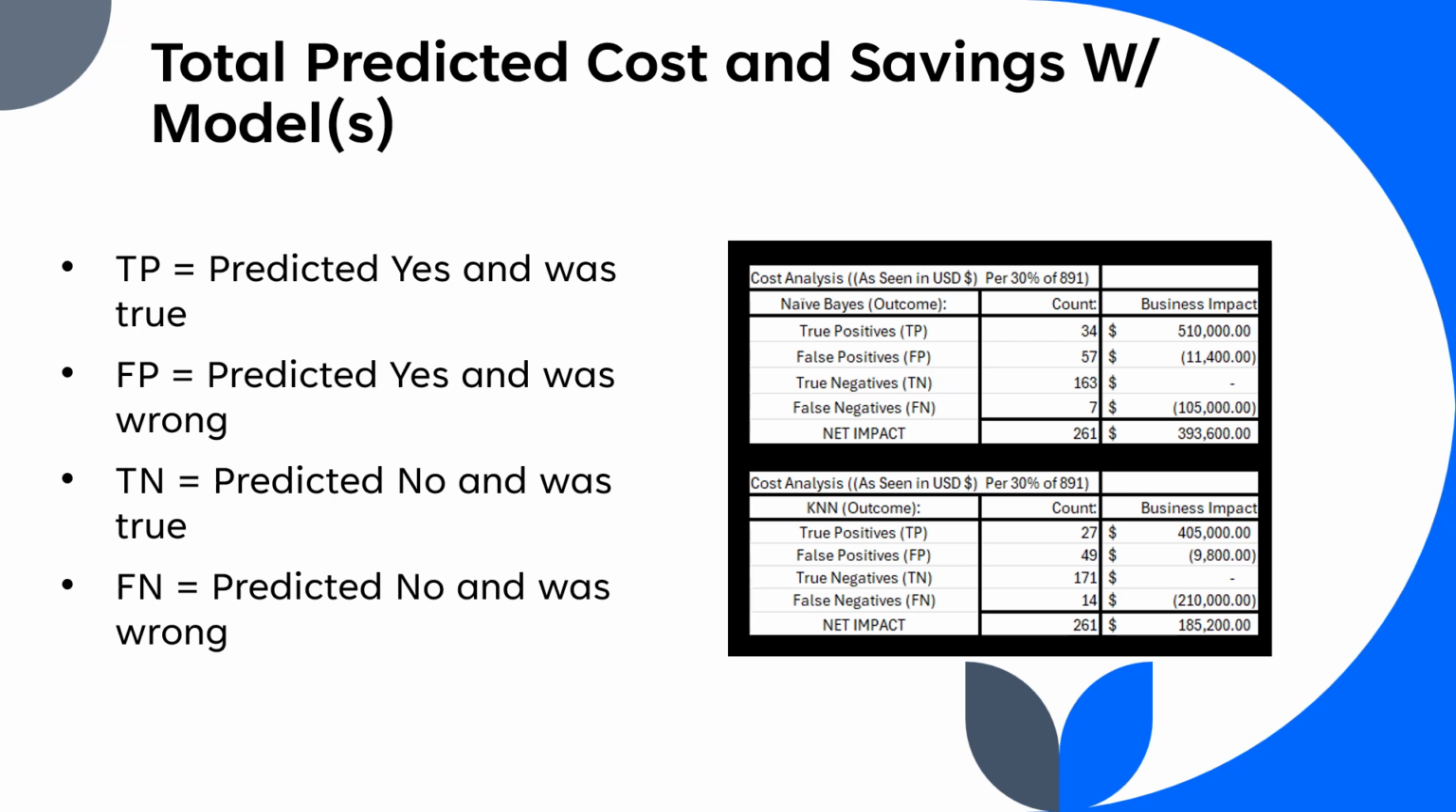Alrighty, so this is the bottom line. This is the main reason why we ran these models. This is what we were trying to do. So I have a little bit of a legend to the left here, but the main idea of the models is that we saved $393,600 with the naive Bayes model, and that's per 30% of 891 observations. This is the test set that we were testing on, 30% of the observations that we were given. This is how much we saved. And with the KNN model, we saved $185,200.